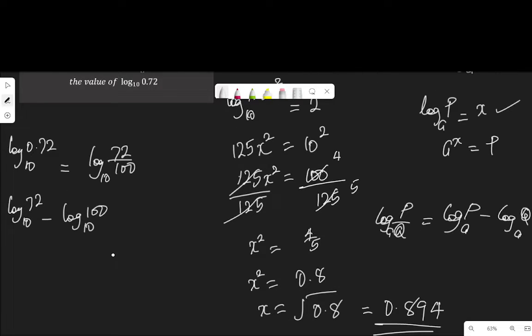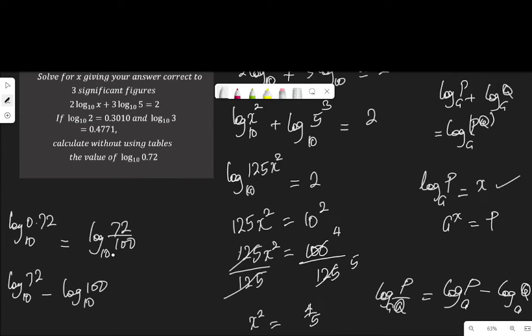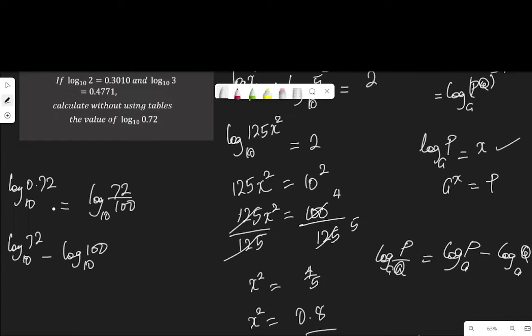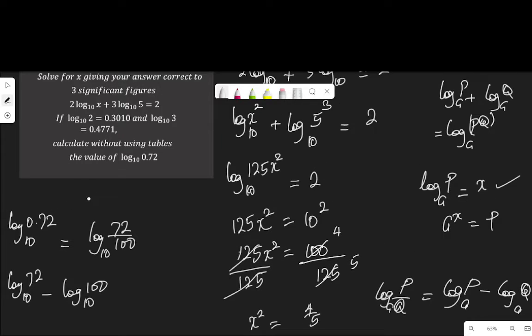And 72 can be written as 9 times 8 or 8 times 9. Why am I doing that? Because they give us some values of logarithm here. We have log 2 to base 10, which is 0.3010. We also have log 3 to base 10, which is 0.4771. So when you have a number like this, try to express it as a product of its factors. And the factors you choose should be factors that you can at least obtain the logarithm given to us here.